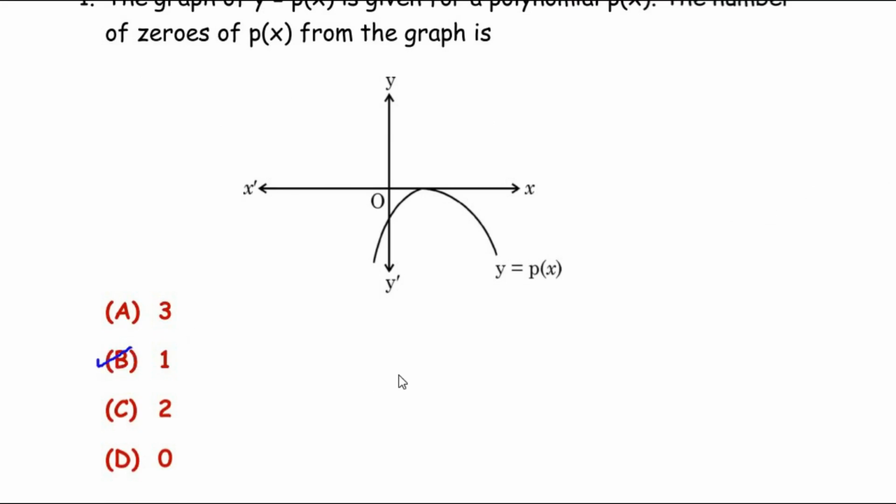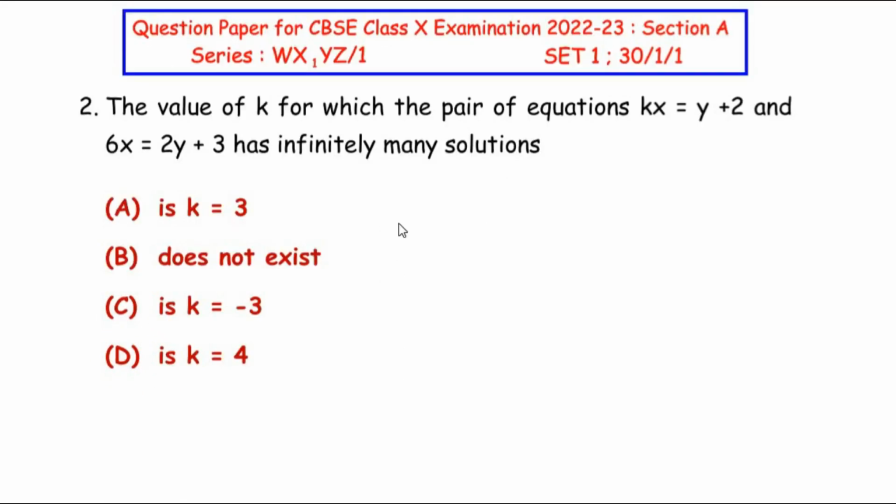Now let us move on to the second question. Now this question is from pair of linear equations in 2 variables chapter. The value of k for which the pair of equations kx equal to y plus 2 and 6x equal to 2y plus 3 has infinitely many solutions is. Now we have to find out the value of k which satisfies infinitely many solutions. Now infinitely many solutions is nothing but coincident lines. So let us write down the condition for coincident lines.